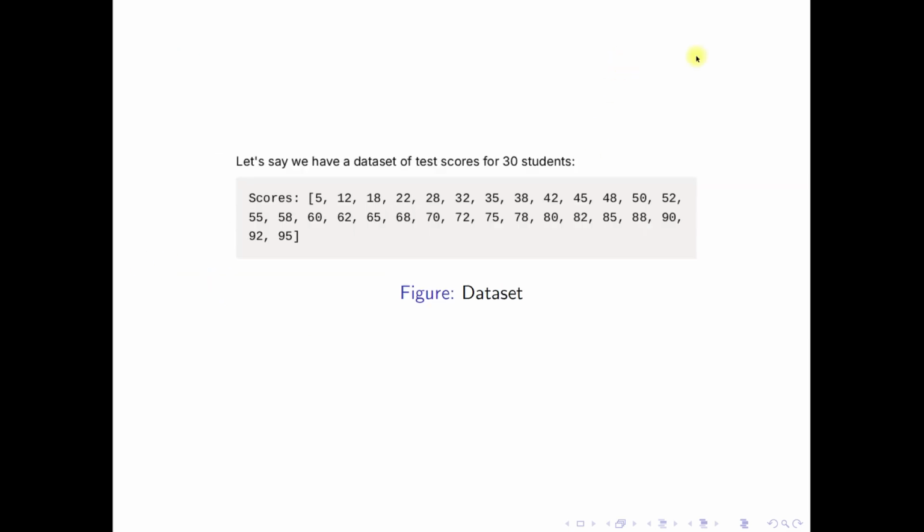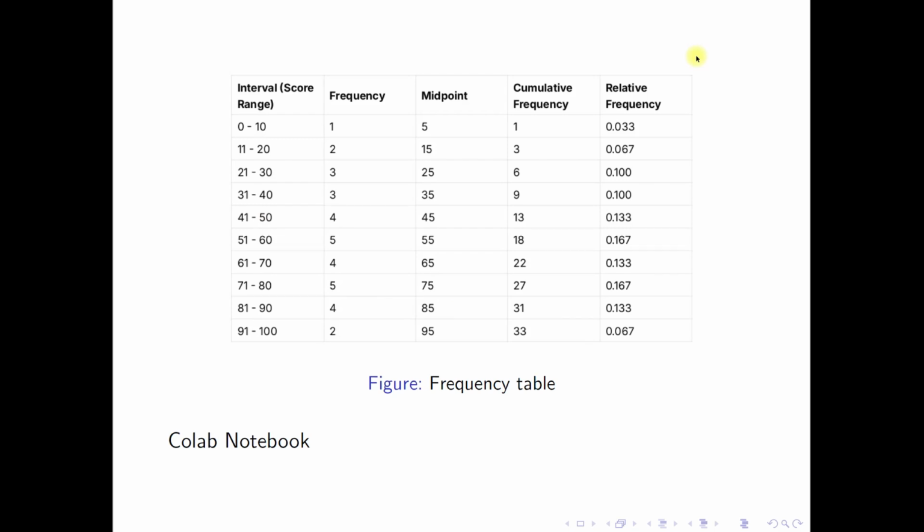Now let's look at this dummy data set. This is the test score for 30 students. As you can see, we have defined intervals like this: 0 to 10 marks, 11 to 20 marks, up to 91 to 100 marks. And then this is the frequency. It shows how many students have got marks between 0 to 10, how many students have got marks between 50 and 65, like that.